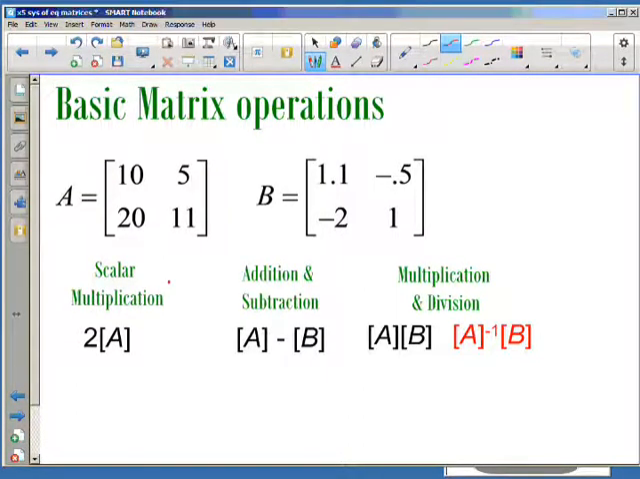Addition and subtraction, that's going to involve identifying elements in each matrix and then adding or subtracting. And then matrix multiplication, it's going to involve making sure that we can multiply as well as how to multiply. And then division actually doesn't occur, we just do the inverse. So if you think about division as multiplying by the reciprocal, that's essentially what we do there.